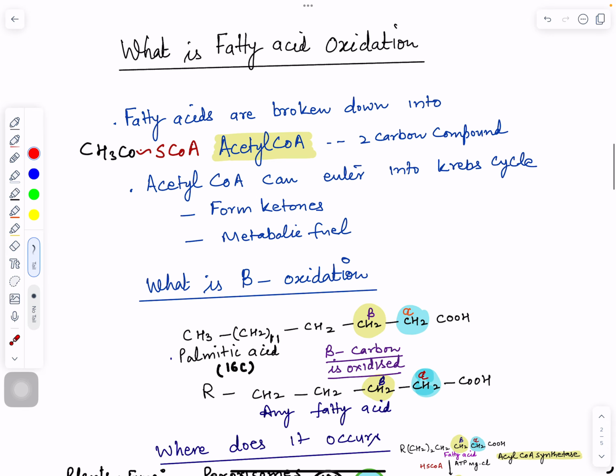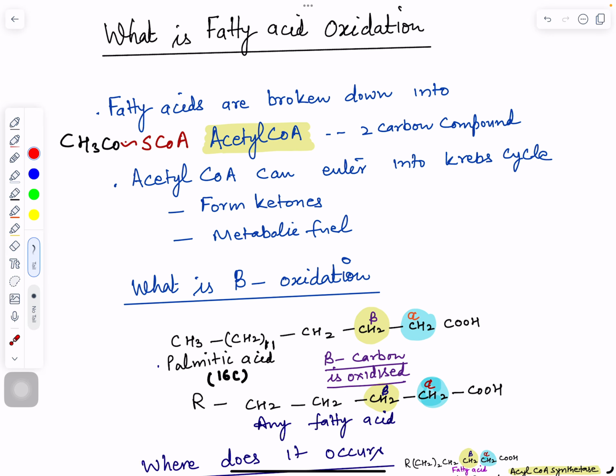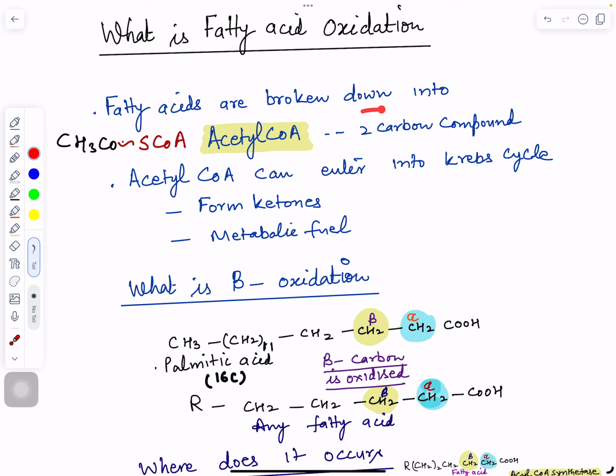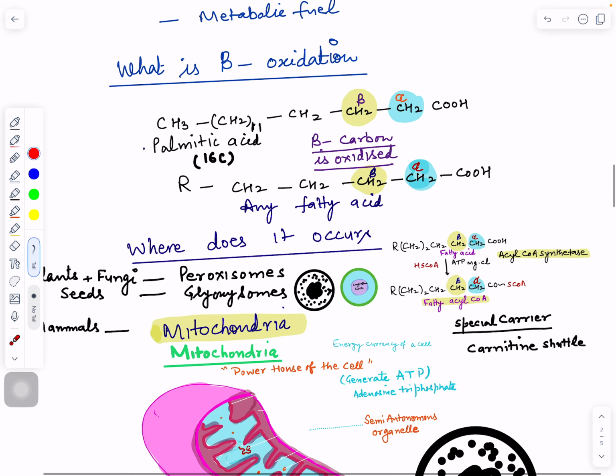Now what is fatty acid oxidation? These fatty acids are broken down into units of acetyl coenzyme A. Acetyl coenzyme A, CH3CO, thioester bond, S coenzyme A, is a 2 carbon compound, so it is called 2 carbon in length. Acetyl coenzyme A is released by oxidation of fatty acids. It can either enter the Krebs cycle or form ketones, and it can also be utilized as metabolic fuel. Now we'll discuss in detail what beta oxidation is.